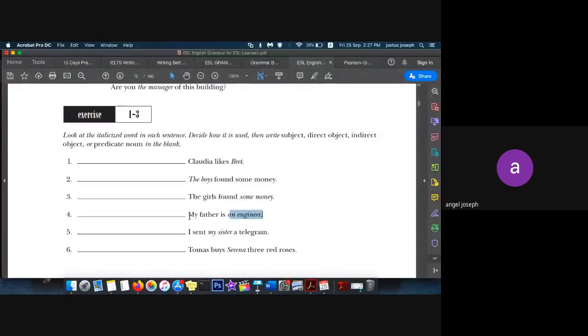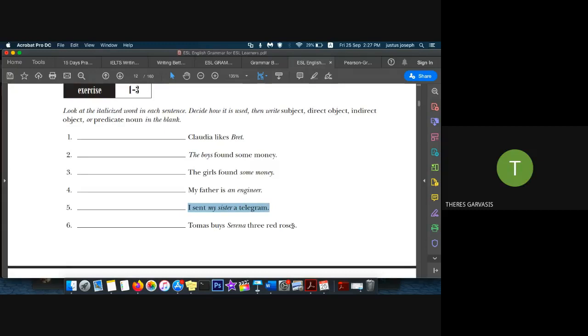Okay, my father is an engineer. Direct object, or yeah, we can call it a direct object. Fine, that's enough. I sent my sister a telegram. Indirect object. Who is the direct object here? I sent what? That is what you have to ask. What did I send? Telegram.